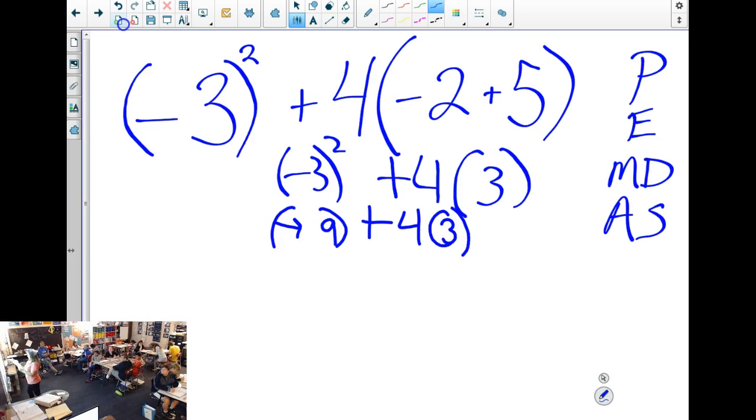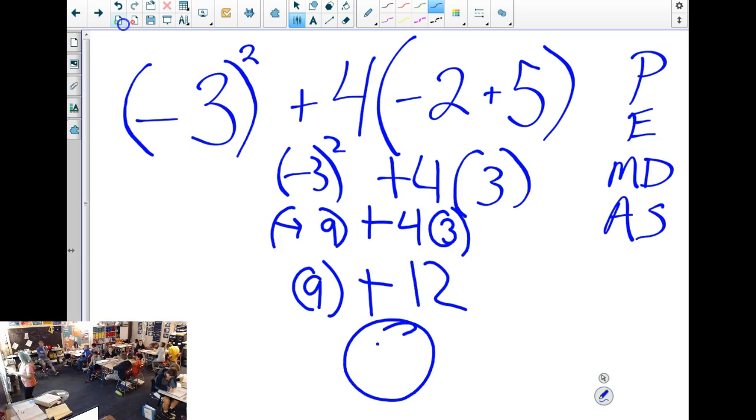So first thing Ava did was parentheses, right? Even though it was an addition, it was inside the parentheses. So that is considered parentheses. Then she applied her exponent, and she caught herself that a -3 times a -3 is a +9.